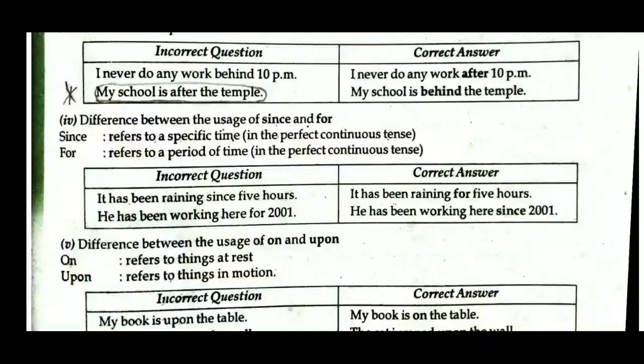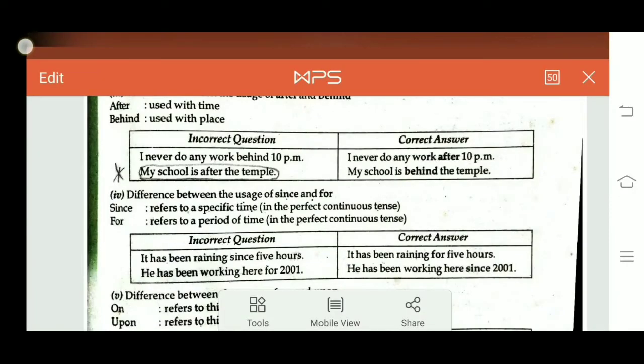So, it has been raining since 5 hours. Here they talk about duration, so it has been raining for 5 hours is the right answer. He has been working here for 2001. Here they are specific, which refers to a specific time. So he has been working here since 2001 is the right answer. Okay, we'll move on to the next thing.